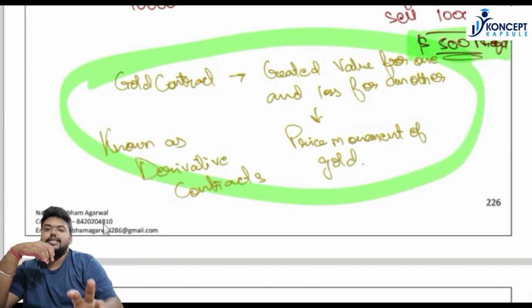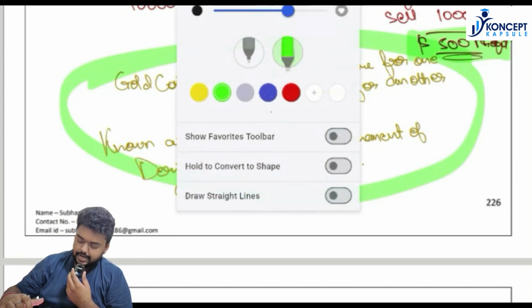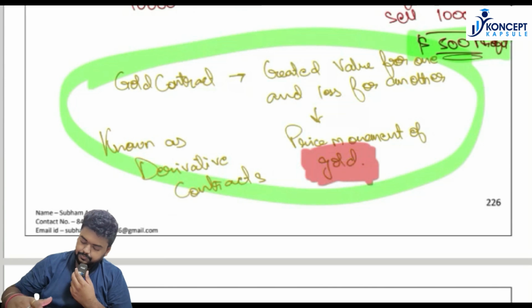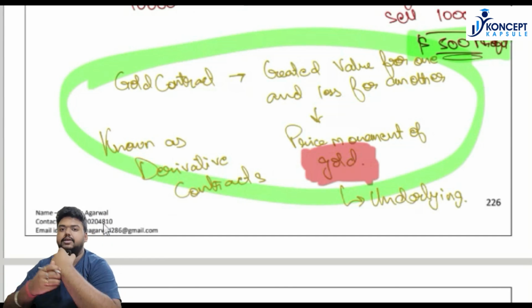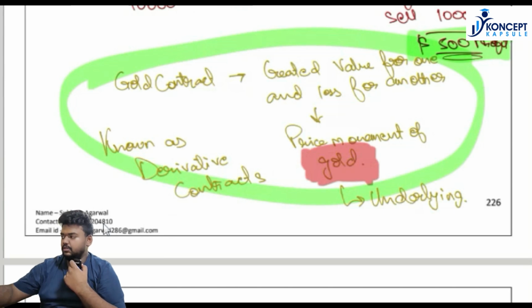That security or asset is known as an underlying. So, in our example, what is the underlying? The underlying is gold. Guys, are you getting it?